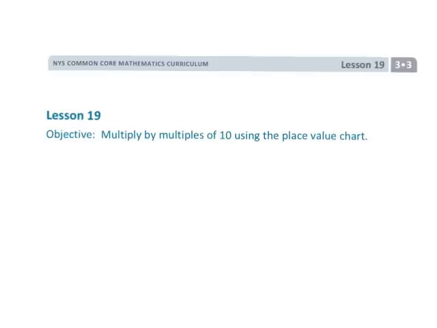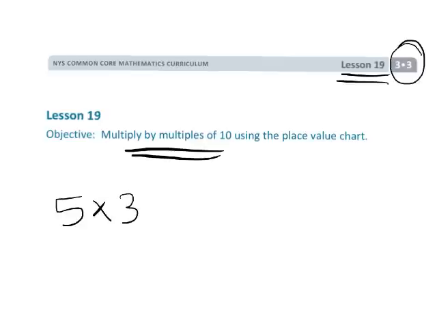So that is Grade 3, Module 3, Lesson 19, learning how to multiply by multiples of 10, like 5 times 3 versus 5 times 30. However, we're going to be using number sense, like place value chart and number disks. And that's what this lesson was all about.